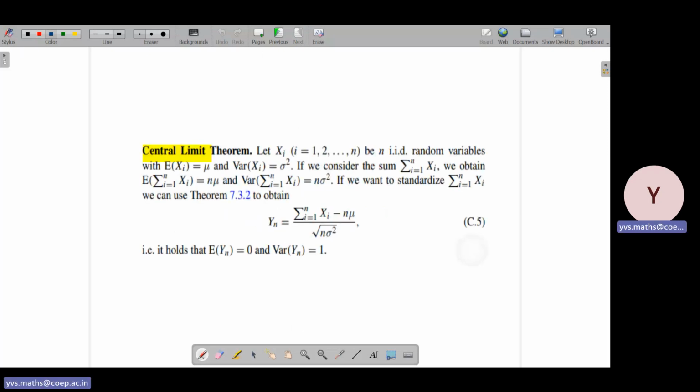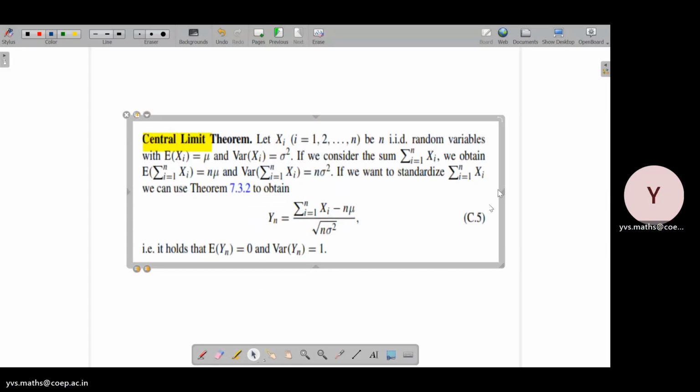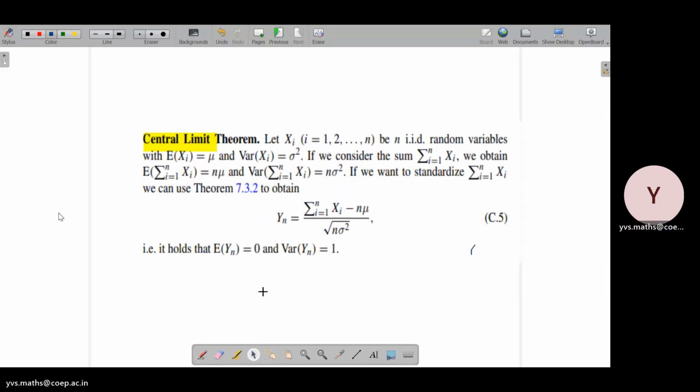So here we have the central limit theorem. Let's go through this theorem. Let capital Xi, where i runs from 1 up to n, be n independent identically distributed random variables. So capital X1, X2, and so on up to Xn are independent identically distributed random variables with the expectation of each and every random variable Xi equal to mu, and variance of each and every random variable Xi equal to sigma square.